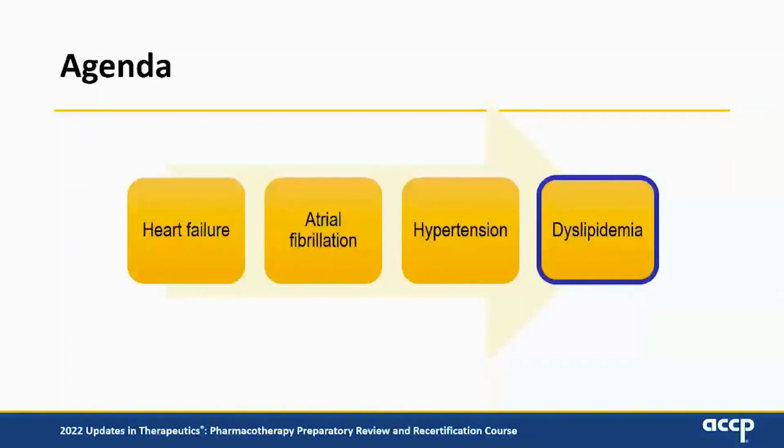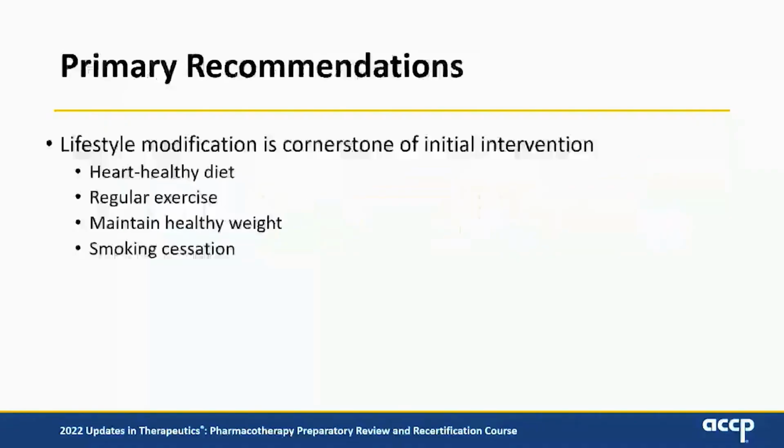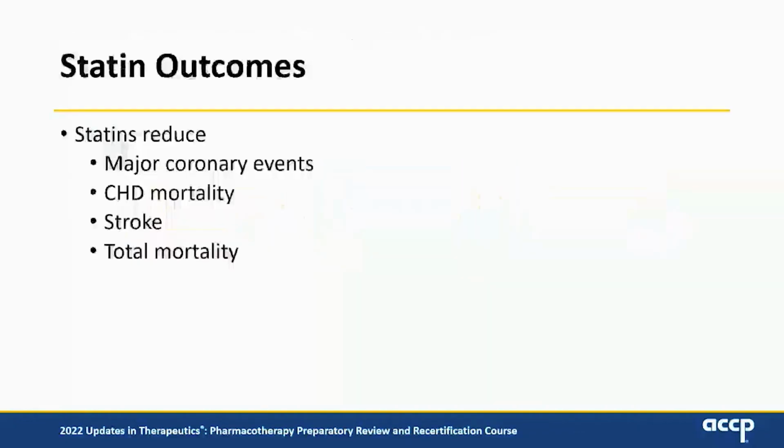Okay, so that brings us to our last topic today, which is dyslipidemia. For management of dyslipidemia, we're always going to want to address diet and lifestyle first. Lifestyle modifications include a heart-healthy diet, regular exercise, maintaining a normal weight, and of course smoking cessation, as this will help reduce ASCVD risk. When we start drug therapy, we're always going to start with statin therapy. Statins always come first in our hyperlipidemia guidelines.